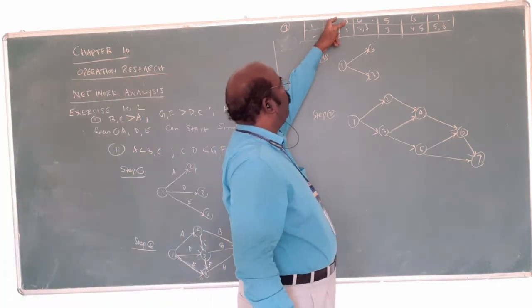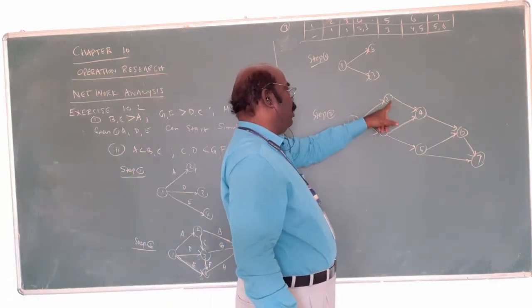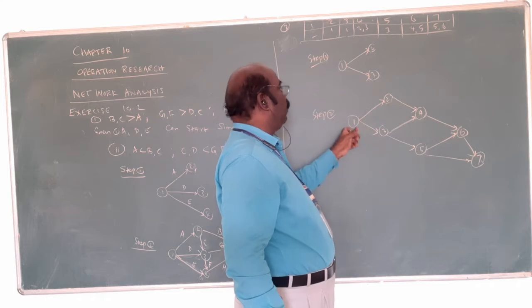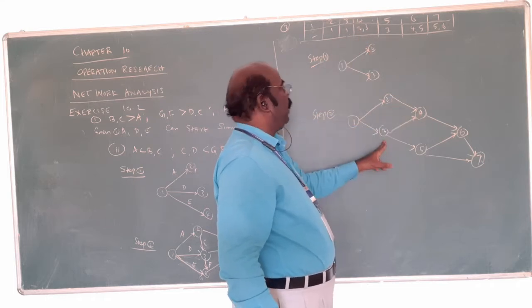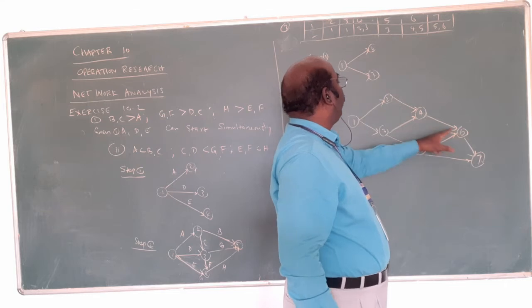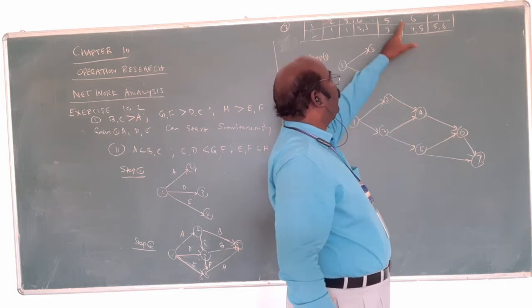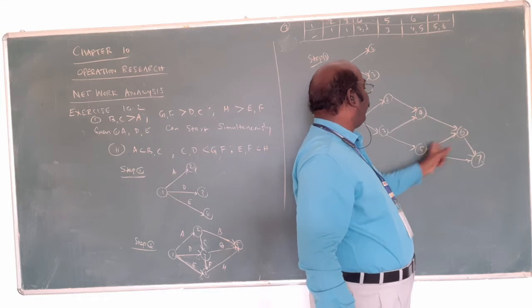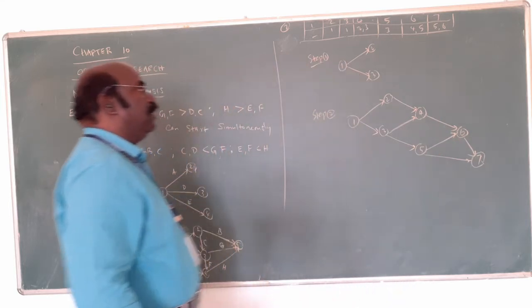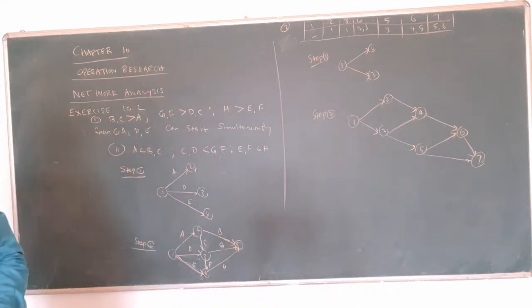Before 2, 1, before 3, 1. Before 4 is what? 2, 3. Before 5 is 3, only 3. Okay? Before 6, 4 and 5. Before 7, 5 and 6. Only the concept of before. That's important.